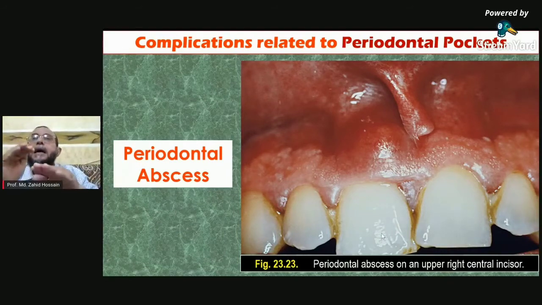So maybe some portion of the pocket becomes attached to the tooth, and the lower portion becomes like a pouch, where the bacteria are.